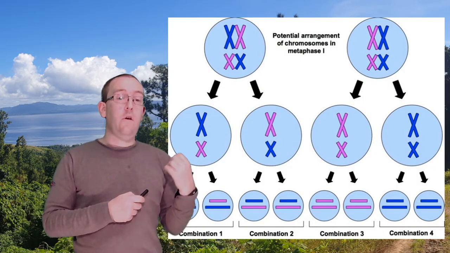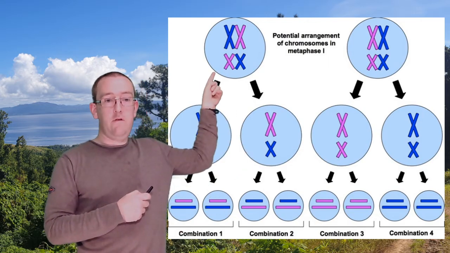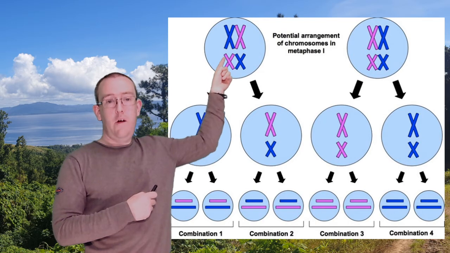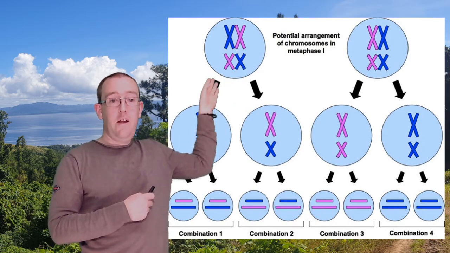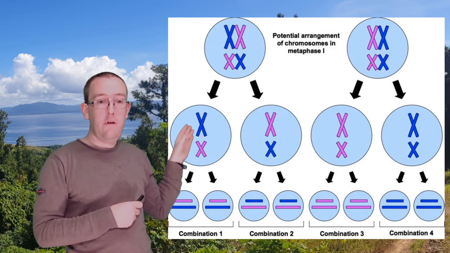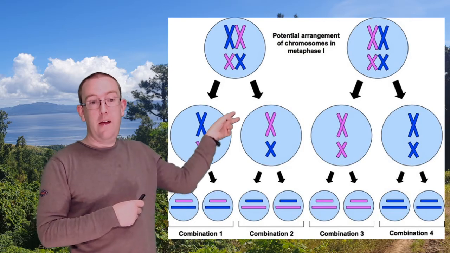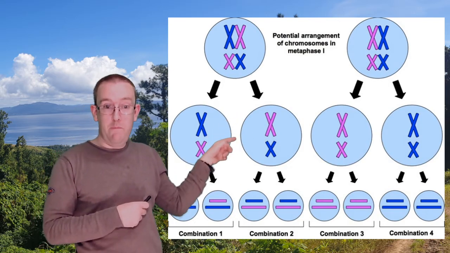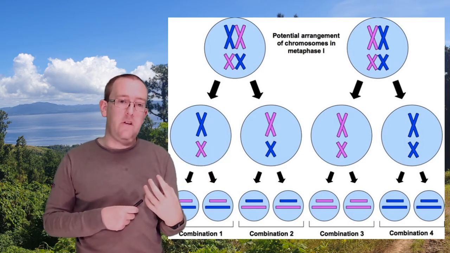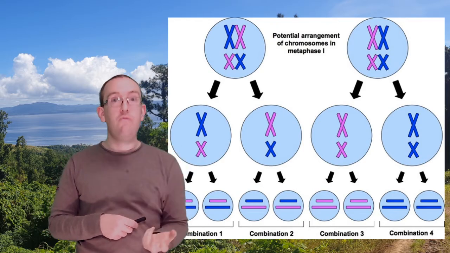So that basically ends up with this in meiosis 1. We've got this combination lined up this way, and then over there you've got them lined up that way. So you could end up at the end of meiosis 1 with big blue, little pink. You could end up with big pink, little blue. You could end up with big pink, little pink, and big blue, little blue. It is random.